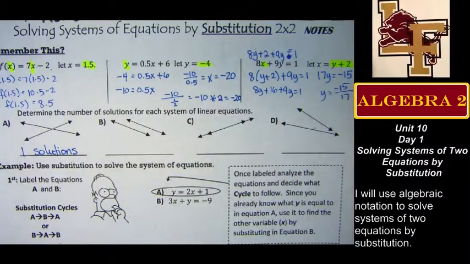That's the number of solutions I should expect to find. It doesn't tell me what the solutions are. It doesn't tell me where they're located. It just tells me, you have one.